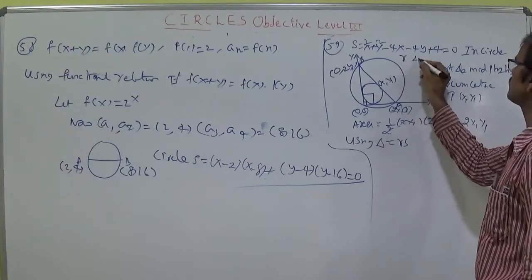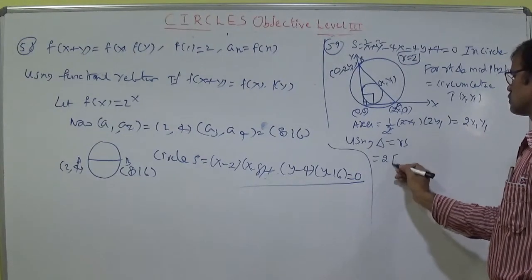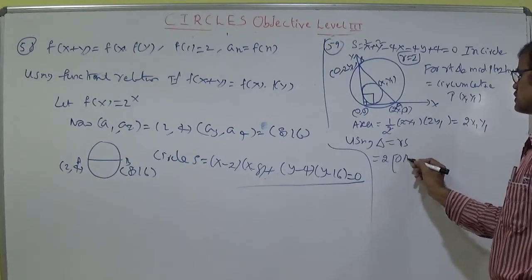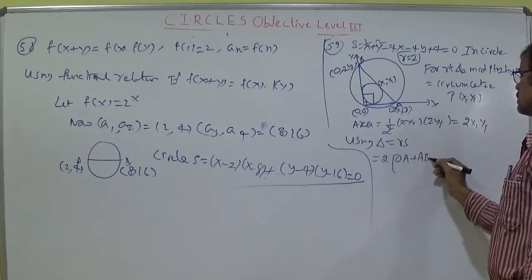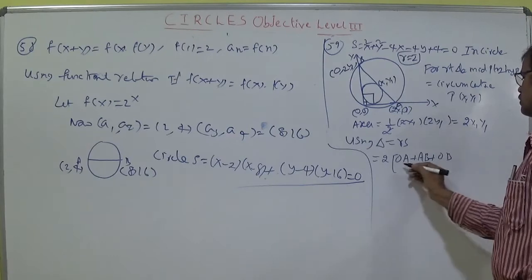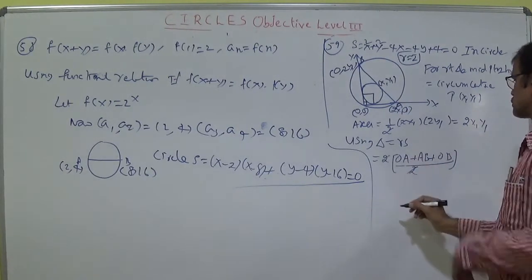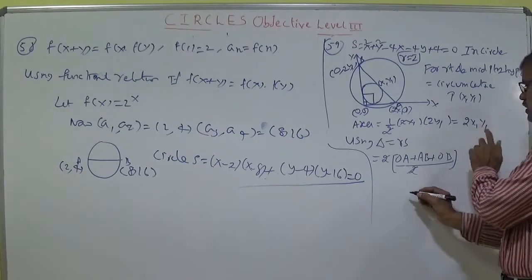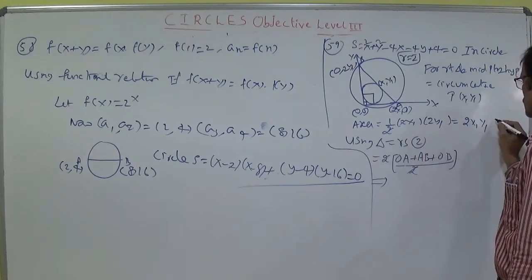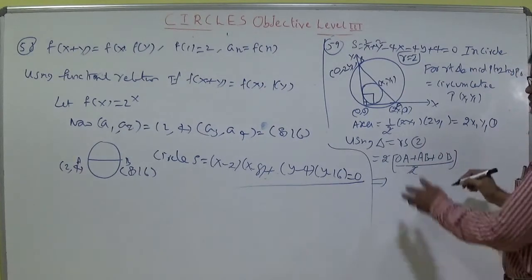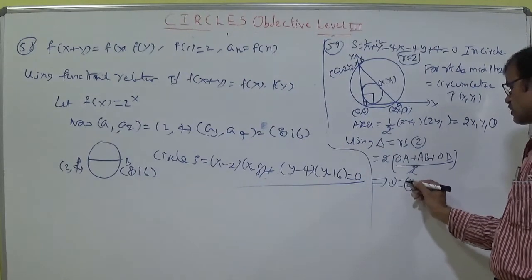So r is equal to, for this circle, r is equal to 2. Delta is equal to 2 into s, which means, students, side plus side plus side: OA plus AB plus OB. R means 2, so the 2 gets cancelled. So that delta we can equate here. Here delta means the area of the triangle.